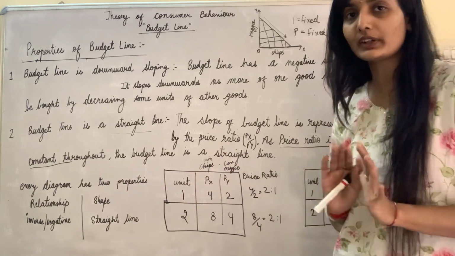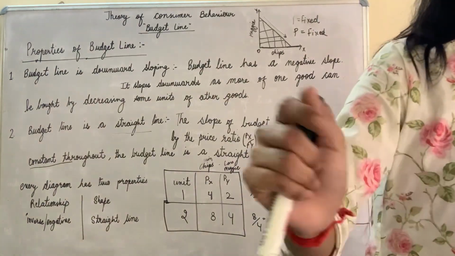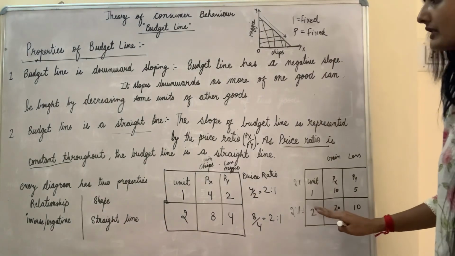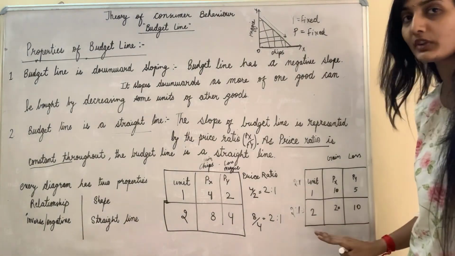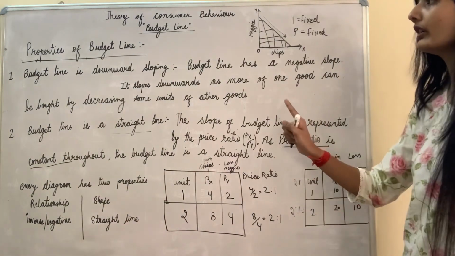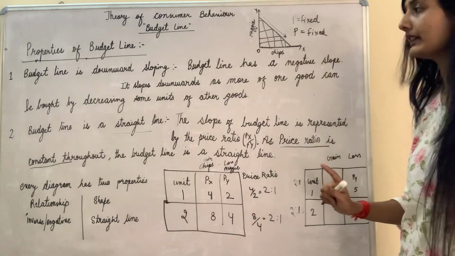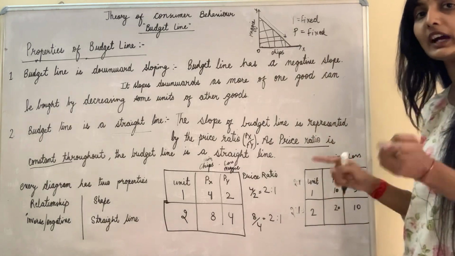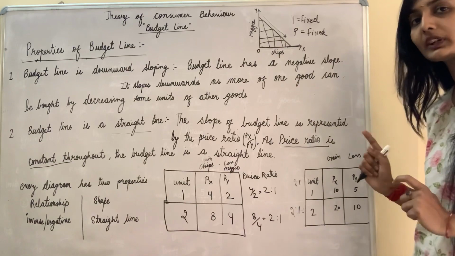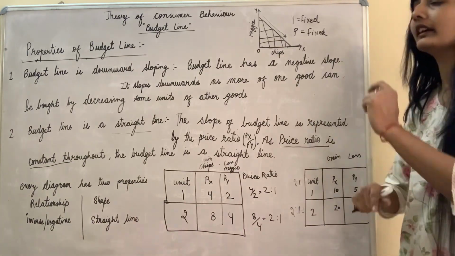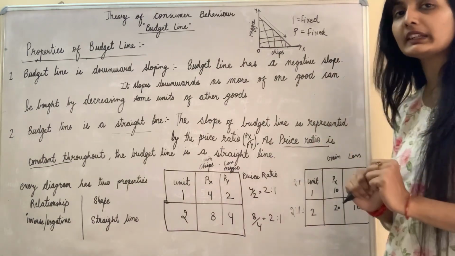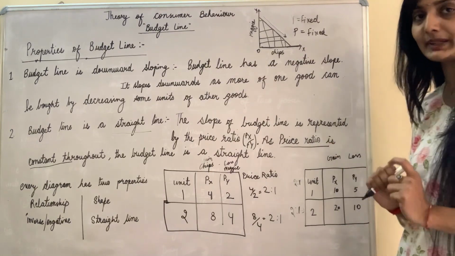I hope you got a clear meaning of budget line. We can say that the price ratio should be constant throughout for budget line, and it is a straight line with a downward slope. In our next topic, we will discuss the shift and rotation of budget line.